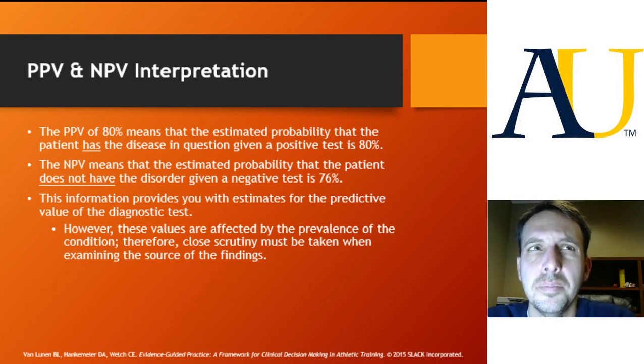And so the idea now is if we have a positive predictive value of 80%, that means that the estimated probability that the patient has the disease in question given a positive test is 80%. So the idea now is just based off this test, the fact that this test is positive gives us an 80% confidence that this individual has this condition. So now you can see where we're starting to quantify this, as opposed to just saying, hey, I think you have an ACL tear. In this fictitious example, we could say, hey, we're 80% confident that you have an ACL tear.